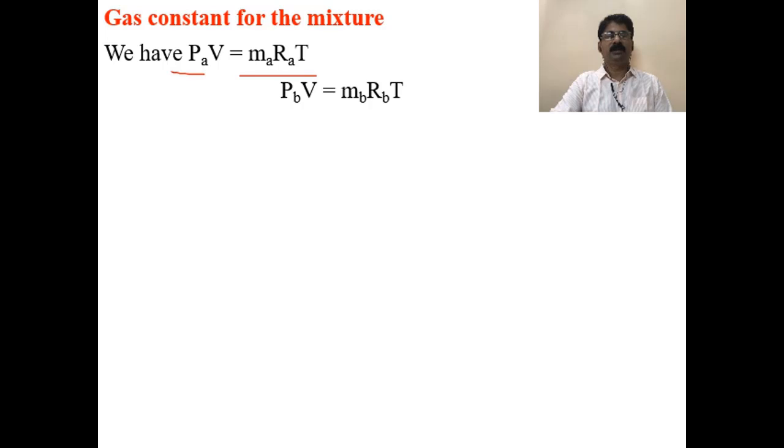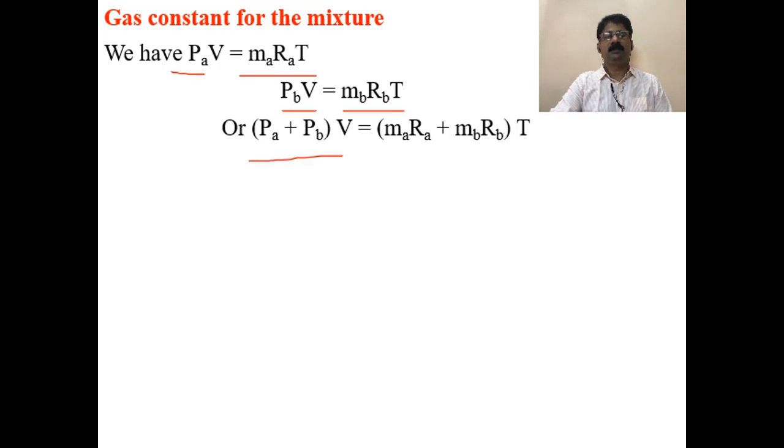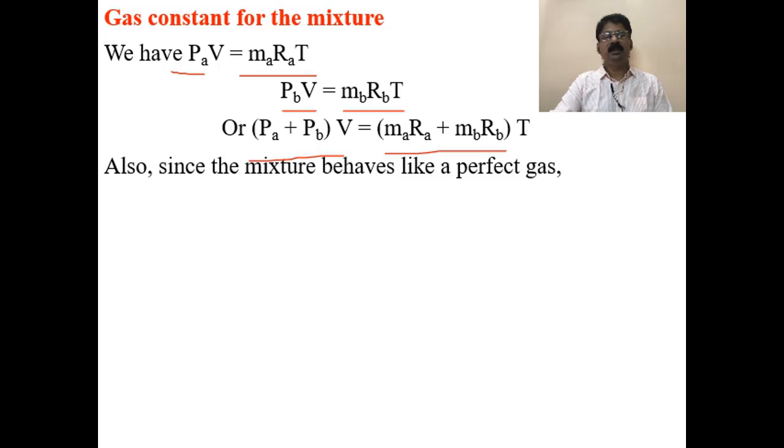Similarly, you can write for the constituent gas B, PB V = MB RB T, and if you add these two expressions, you will get (PA + PB) V = (MA RA + MB RB) T. Now the mixture also behaves like a perfect gas, so for the mixture you can write PV = MRT.